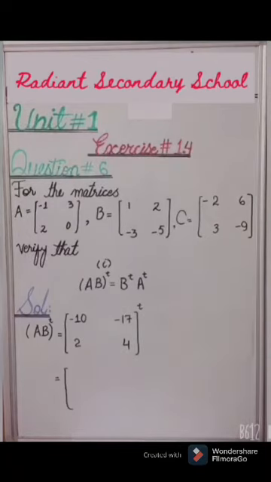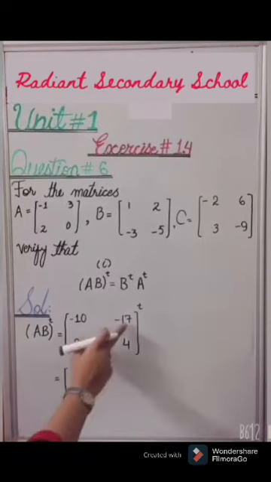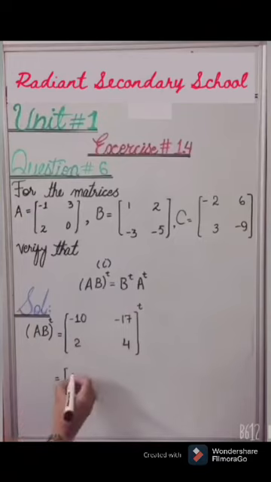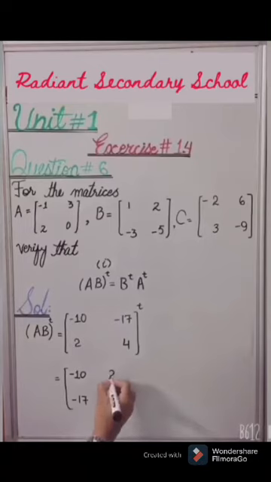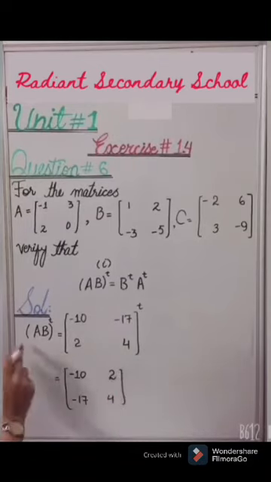We change rows into columns, or we change columns into rows. So let's change rows into columns. I'm going to change this row, which is minus 10 and minus 17, into a column, and it will become minus 10 and minus 17. Let's change the second row into a column, and we will have 2 and 4. So what do we have at the end? We have AB whole transpose.